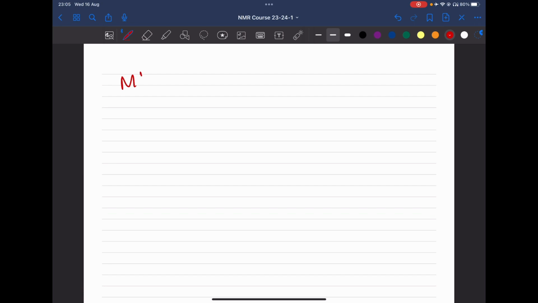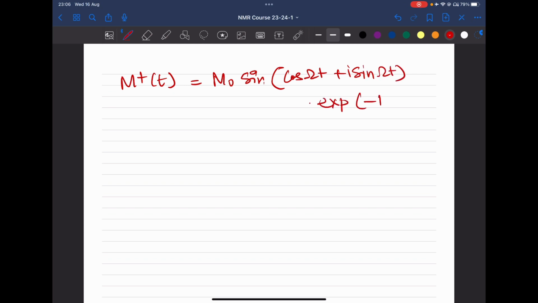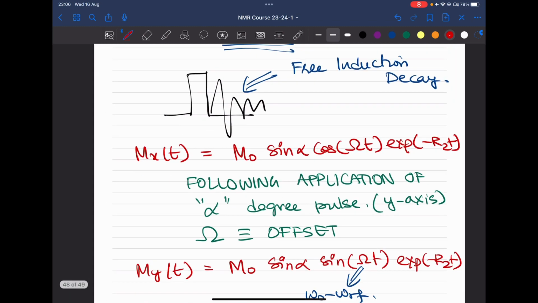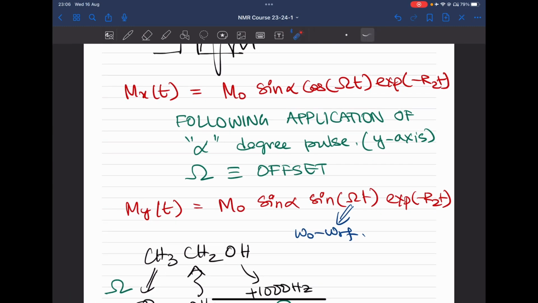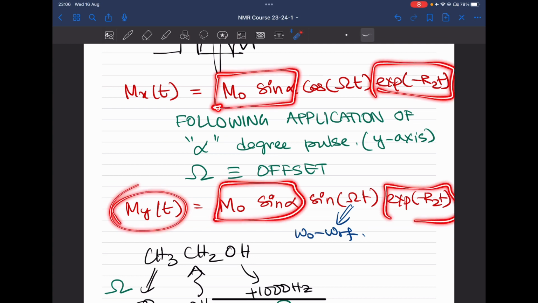Therefore, M plus of t, the signal, is going to look as M naught sine alpha, which is constant, times cos omega t plus i sine omega t, times exp minus R2 t. The M naught sine alpha part is constant for both Mx and My. If you might remember the previous equation, let me show it in a moment. We're able to realize the M naught sine alpha e power minus R2 t part is common for Mx and My.